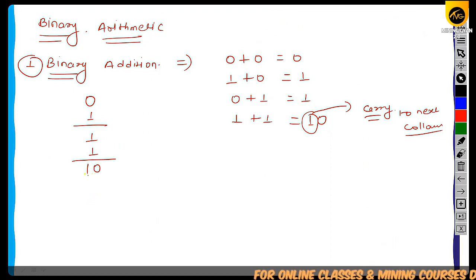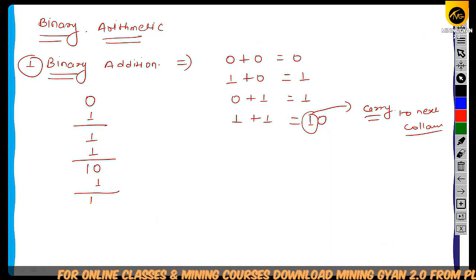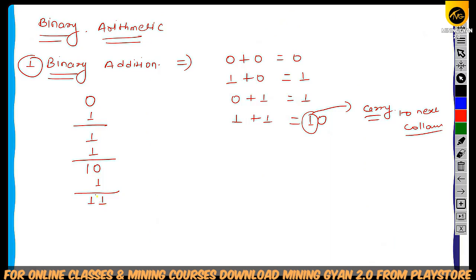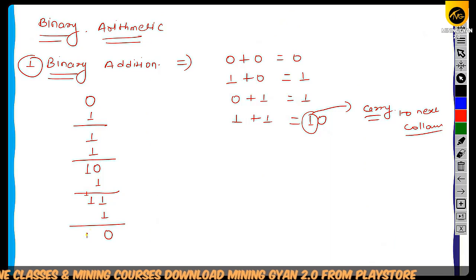Okay, again if you want to add one more in this 1 0, it will be 1 1, because 0 plus 1 will be 1 and the other 1 stays as it is. Now if you want to add one more in this 1 1, it will be 1 plus 1. So 1 plus 1 will be 0, and 1 will be carried to the next column. Now 1 plus 1 will be again 1 0. So the addition of 1 1 plus 1 is 1 0 0.